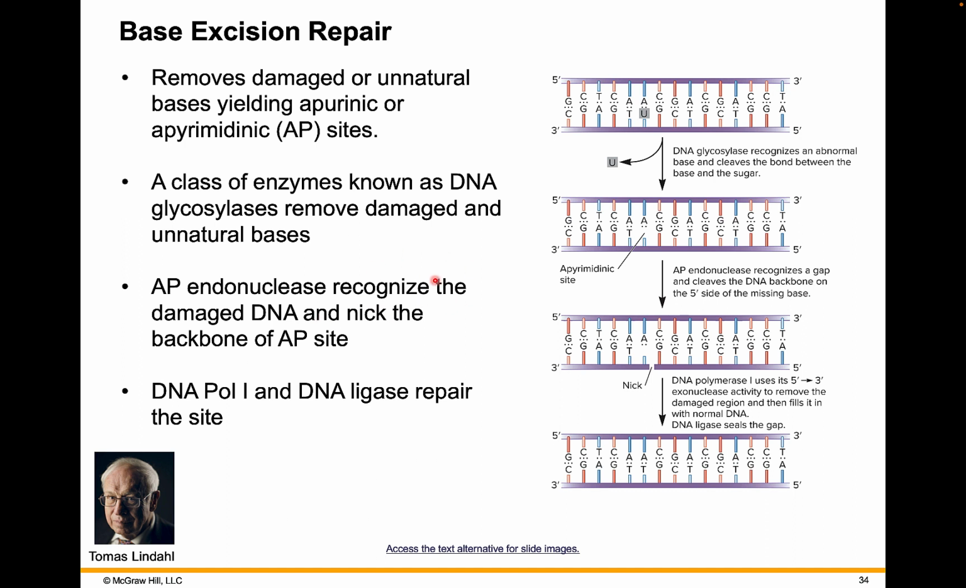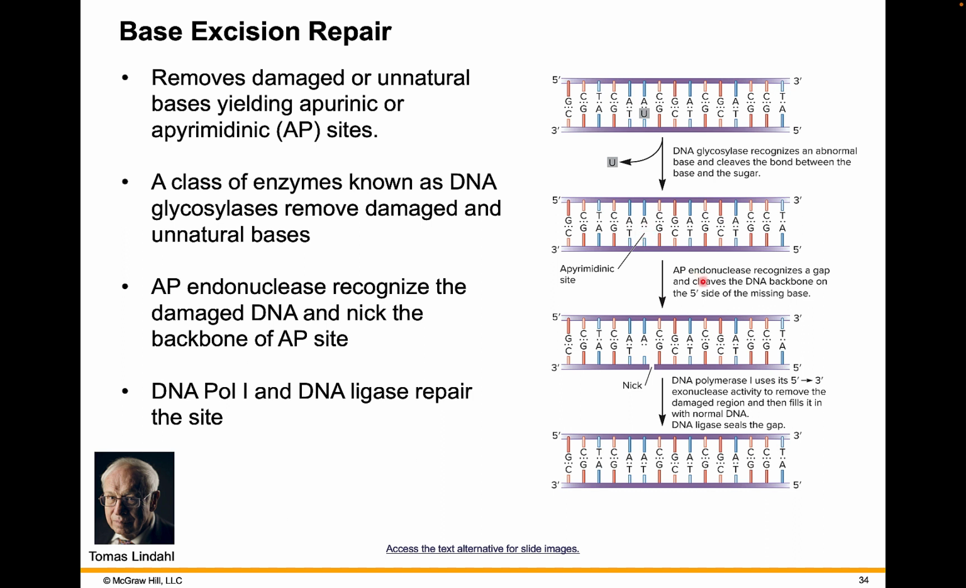So once DNA glycosylase removes the damaged, unnatural bases, the AP endonuclease recognizes the damaged DNA and nicks the backbone of the AP site. And then DNA polymerase I and DNA ligase repair the site. So here you can see that instead of an AT pair, a uracil is incorporated into the DNA. And DNA glycosylase recognizes an abnormal base and cleaves the bond. See that right here, the phosphodiester bond is there, but this is an apurinic site. So only the uracil, only the base from the first carbon glycosidic bond, is digested by the DNA glycosylase.